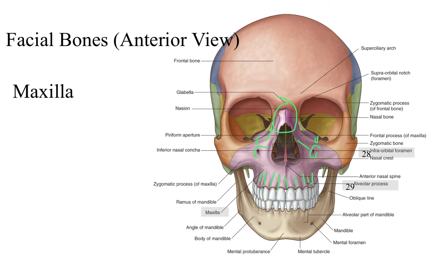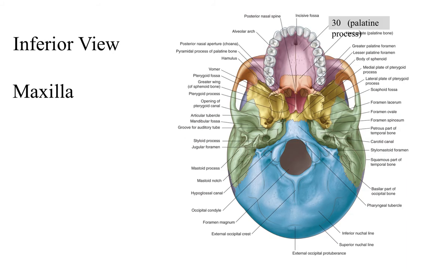So remember from respiratory that the alveoli of the lungs were these grape-like clusters of air. These would be bony clusters of air into which the teeth fit. And then from an inferior view of the maxilla, we have the palatine process, which forms part of your hard palate, the anterior part of your hard palate.